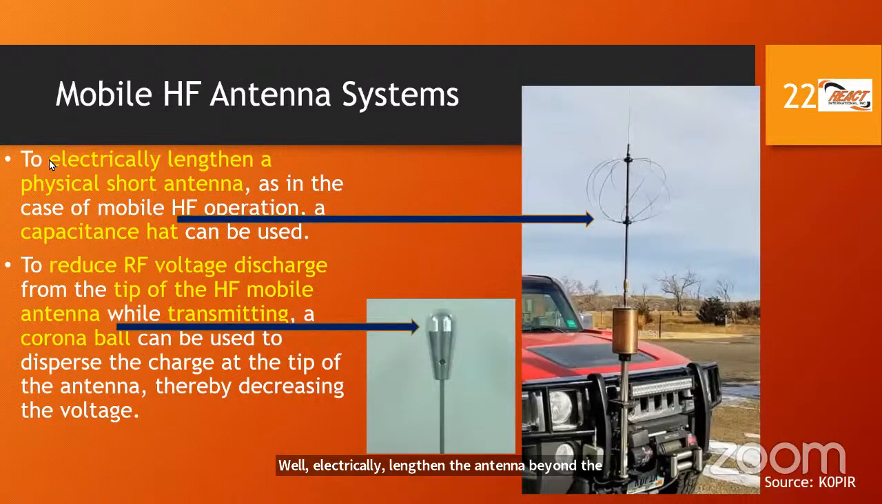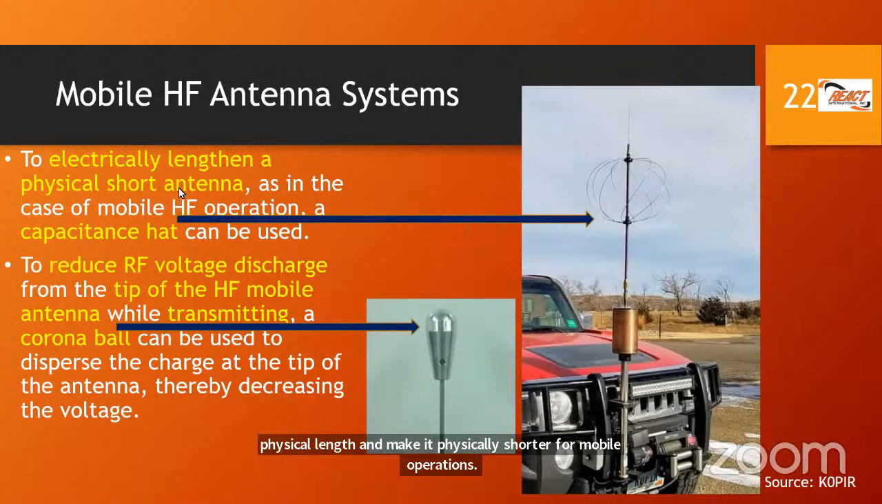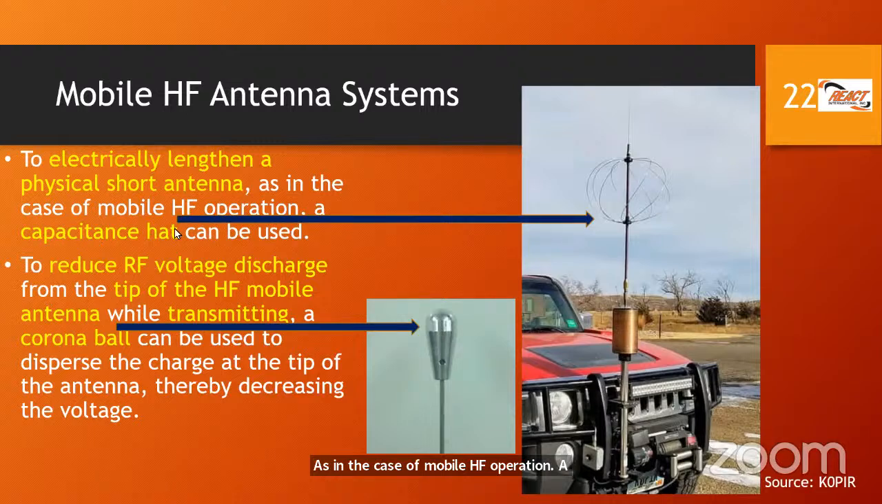So let's deal with that exam question. To electrically lengthen a physically short antenna, as in the case of mobile HF operation, a capacitance hat can be used. And we're showing visually here, making it real. This is what a capacitance hat might look like. So if you ever look at a mobile antenna and you see this, you will wonder what this crazy ball of wire is. What is it doing? It's called a capacitance hat, and what it's doing is, while this antenna is shorter, it makes it electrically longer for the purpose of radio frequency, but it's a shorter antenna so that it could be vehicularly mounted.